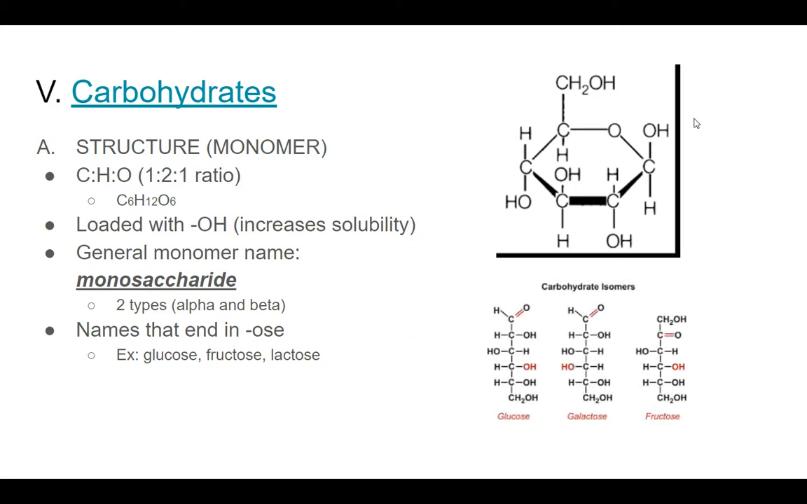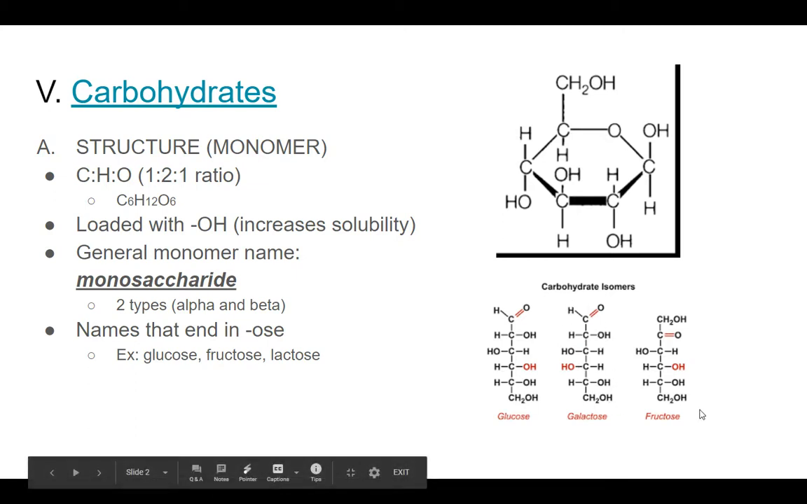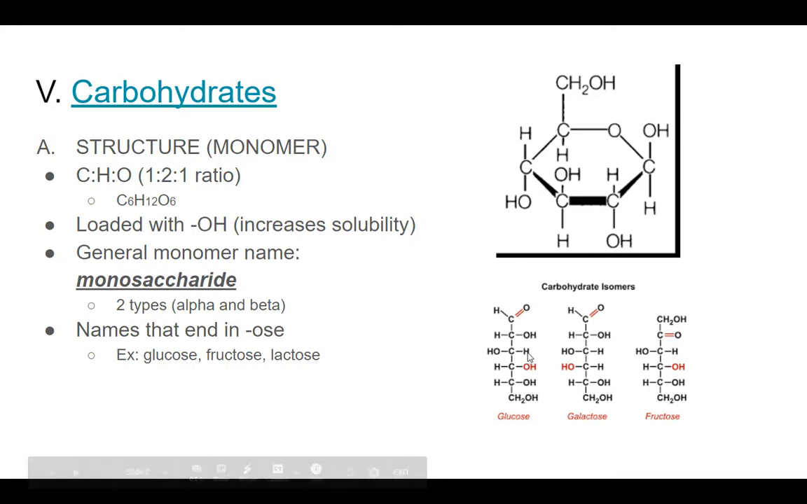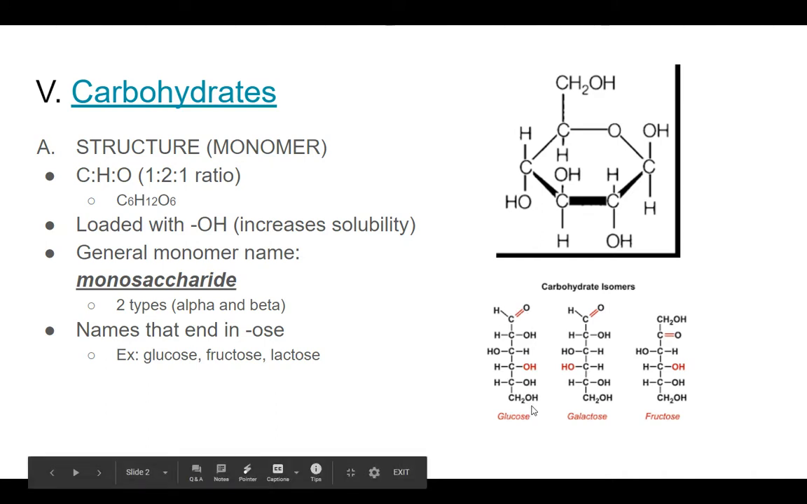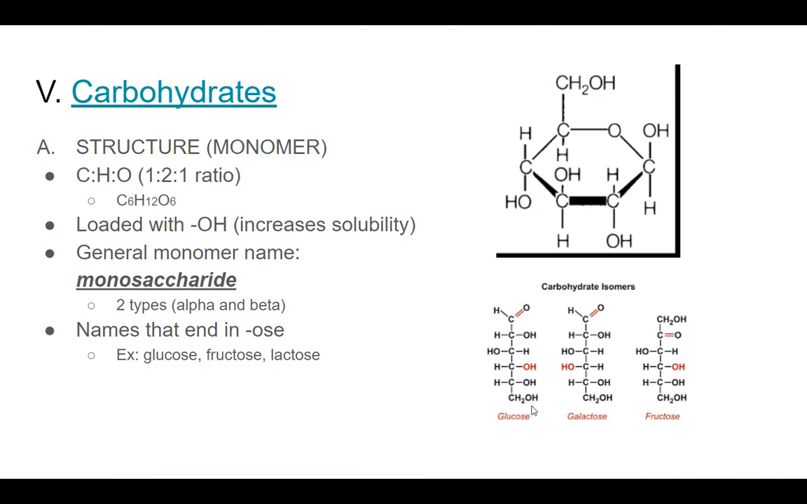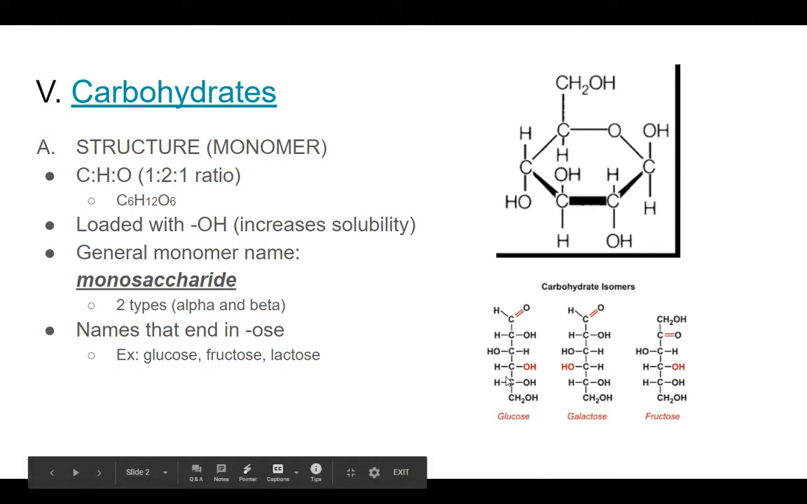I wanted you to see over here, a lot of times we see carbs in a ring structure. So this is a monosaccharide in a ring structure. But this is still a carbohydrate. All three of these are carbohydrates. So think back to our basic properties. Carbon, hydrogen, and oxygen only in a 1 to 2 to 1 ratio. These just happen to be linear.